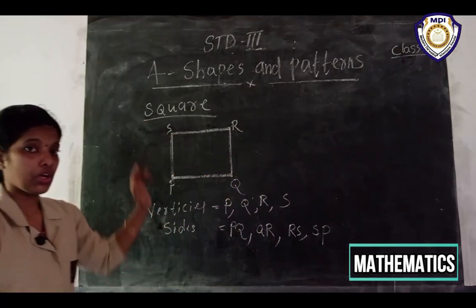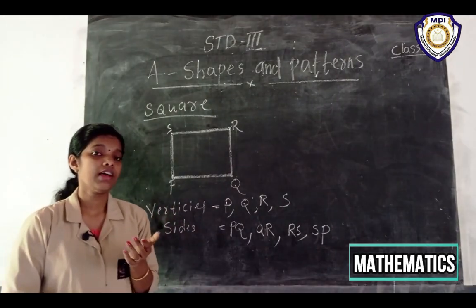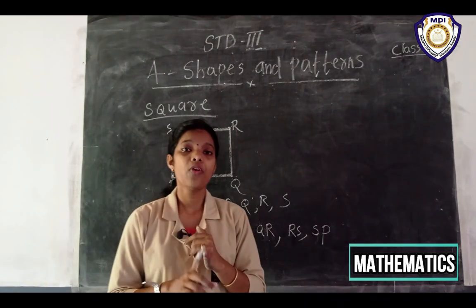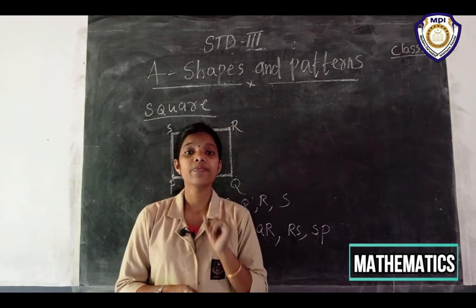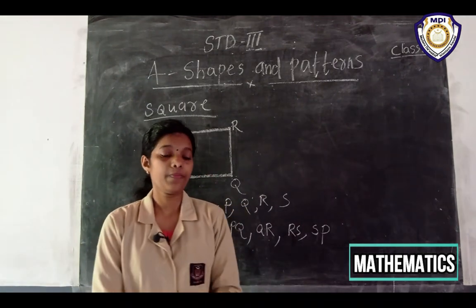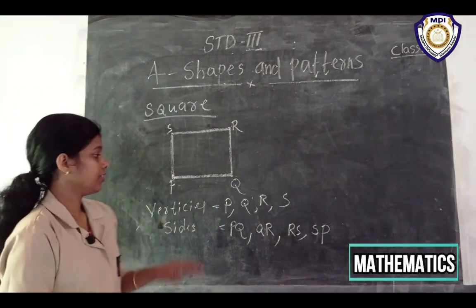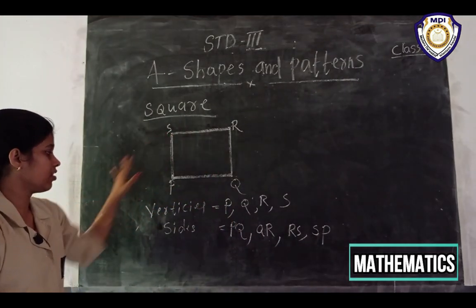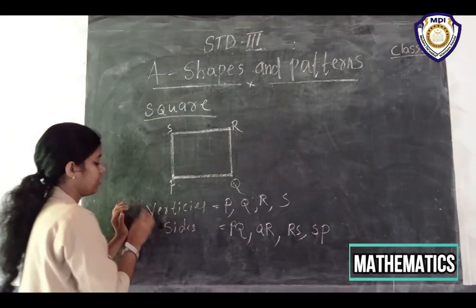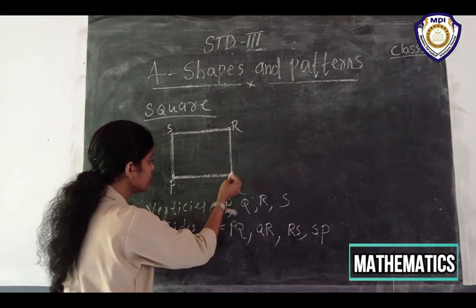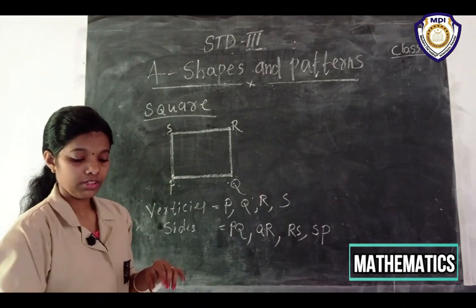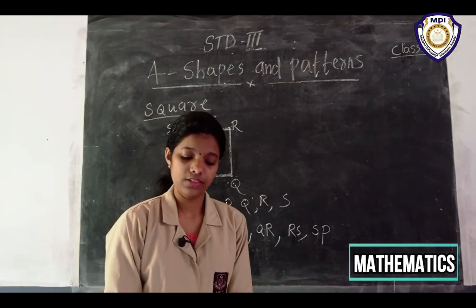This is a square. Square has how many sides? Square has 4 sides and 4 vertices. PQRS. The vertices are P, Q, R and S. Then the sides are PQ, QR, RS, SP. Can you follow me? Okay.